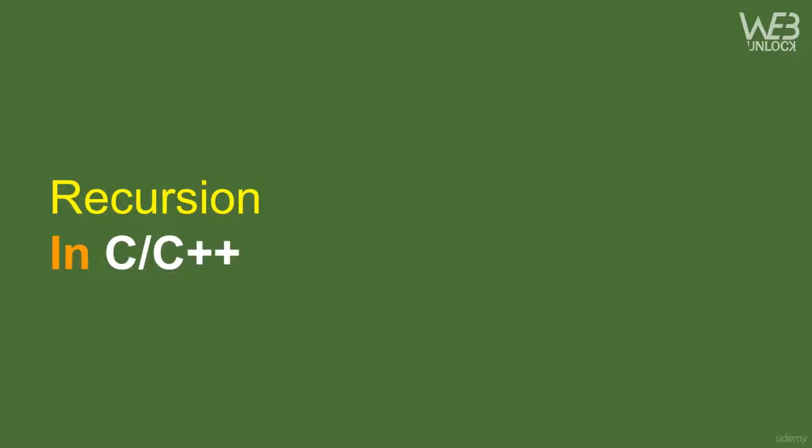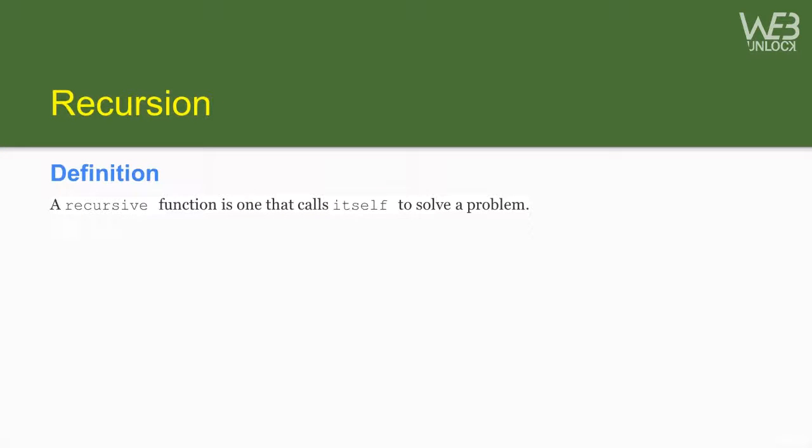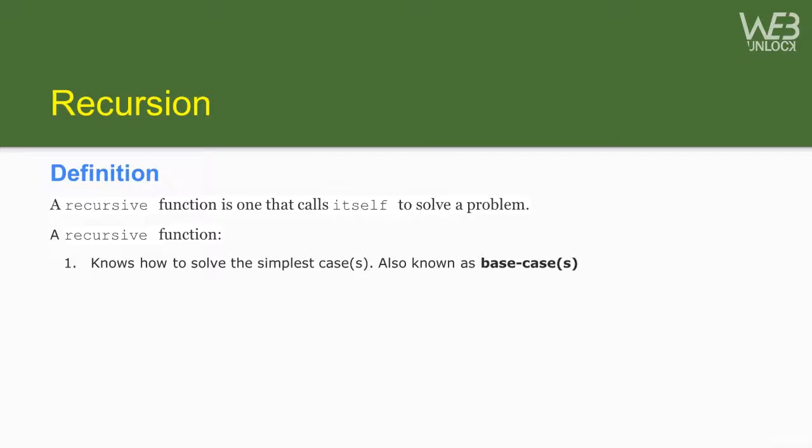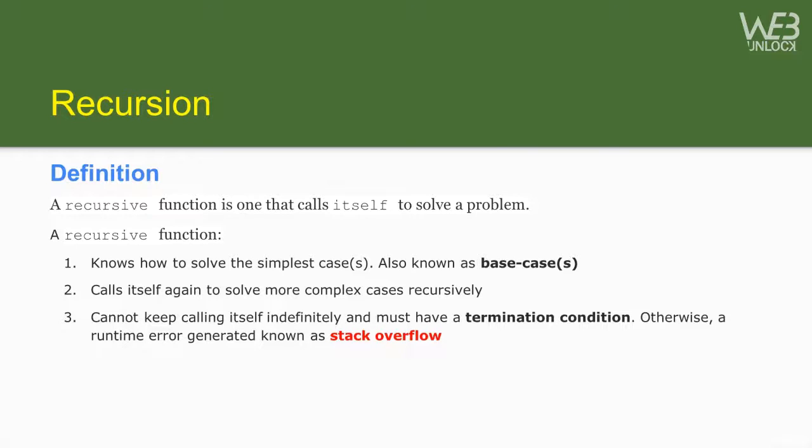Recursion in C++. A recursive function is one that calls itself to solve a problem. A recursive function knows how to solve the simplest cases of a problem, also known as the base cases. It then calls itself again to solve more complex cases recursively based on the simple cases. There's a caveat though. The function cannot keep calling itself indefinitely and must have a termination condition. Otherwise, a runtime error will be generated, which is known as stack overflow.